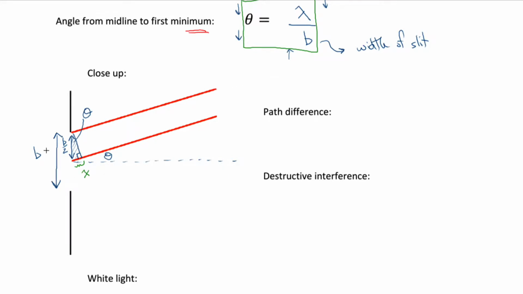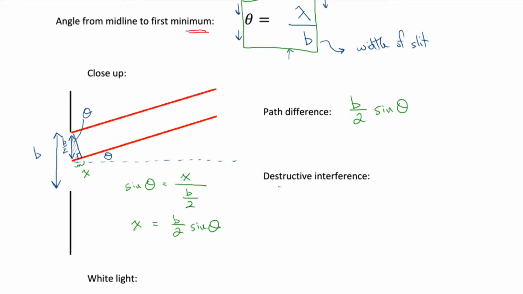Now, if you think about this triangle here, then the sine of theta is equal to x, the path difference, over b over 2. So x, the path difference, is equal to b over 2 sine theta. So in this case, our path difference is b over 2 sine theta. Similar process that we used when we were talking about double slit interference, but now we're only looking at half of a single slit.